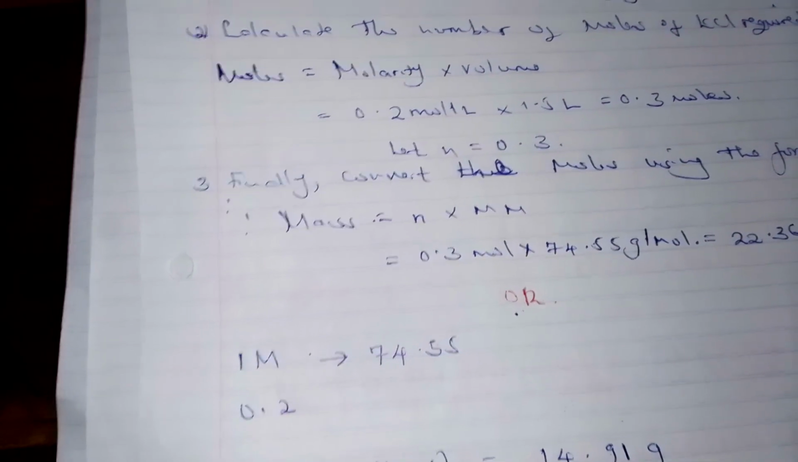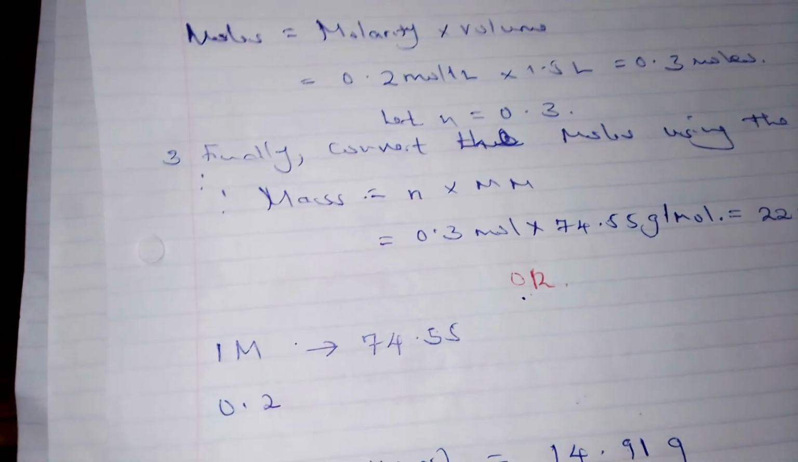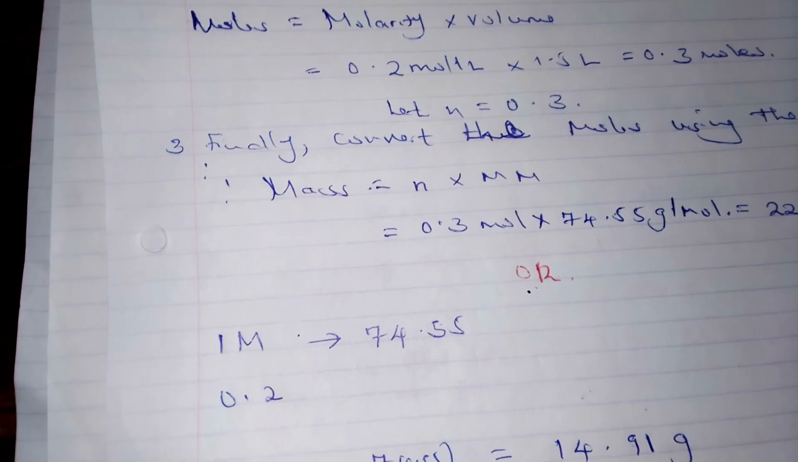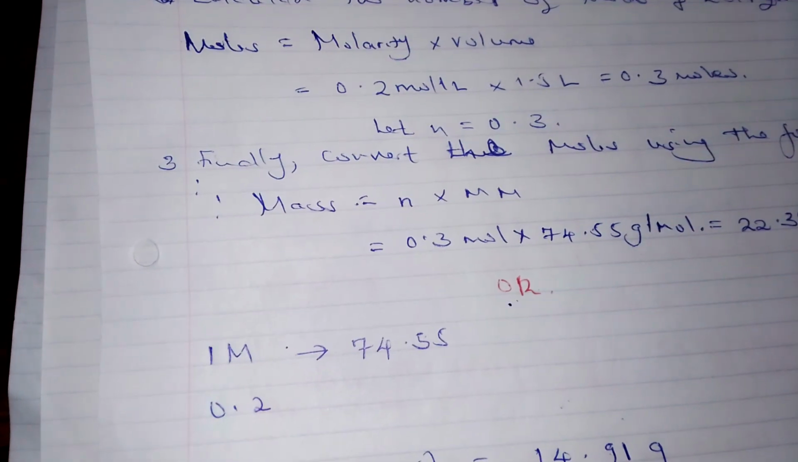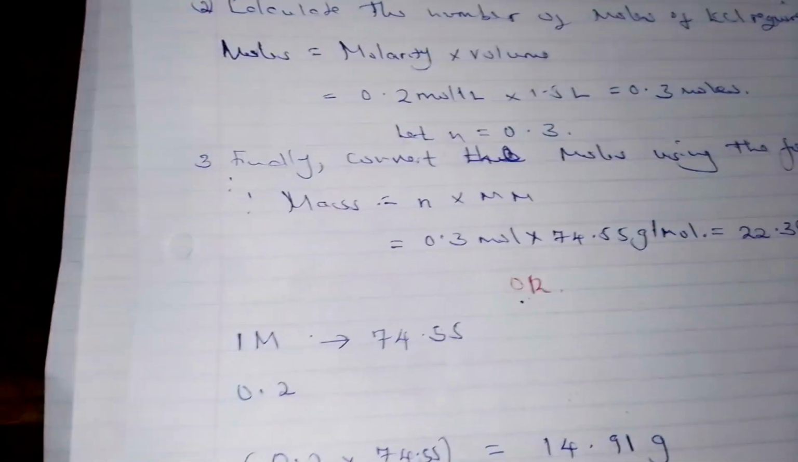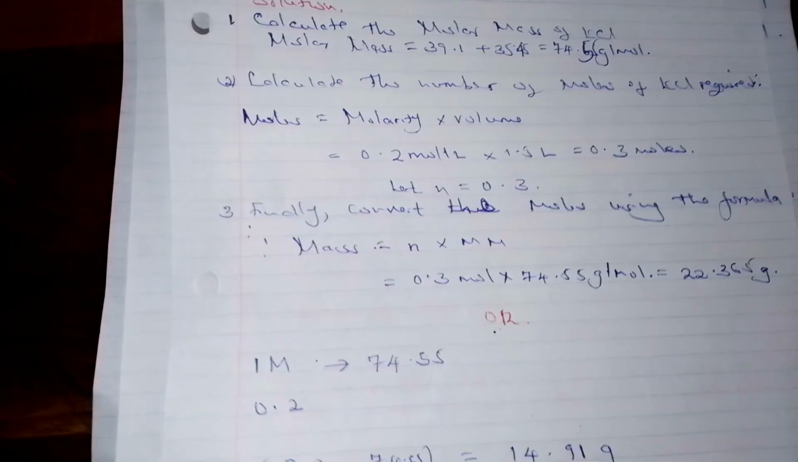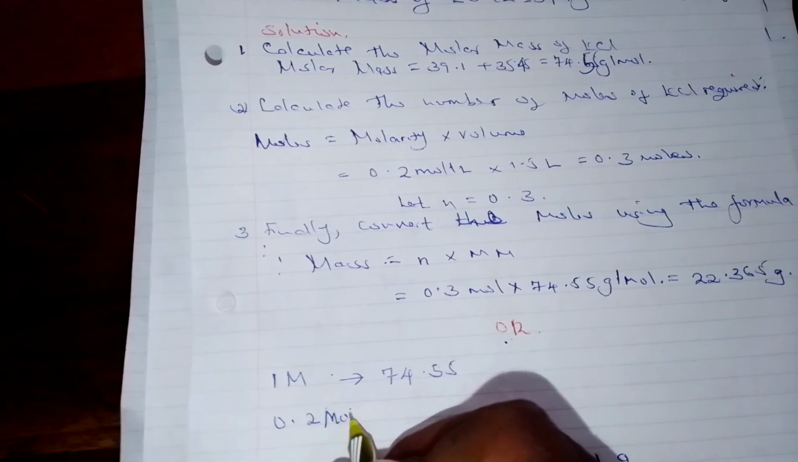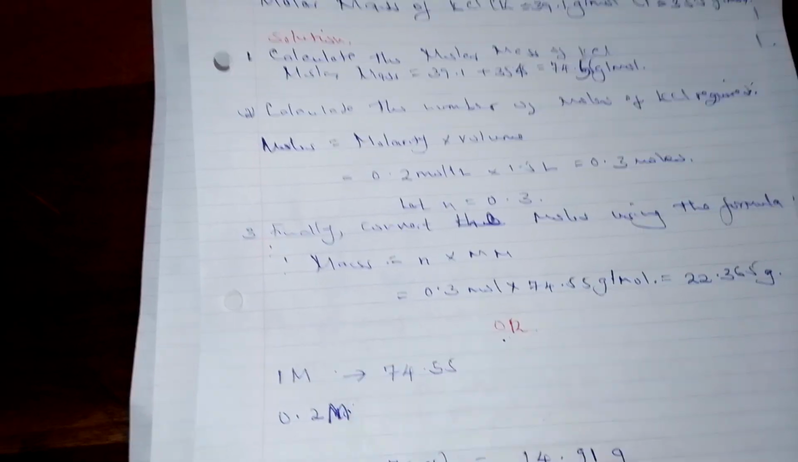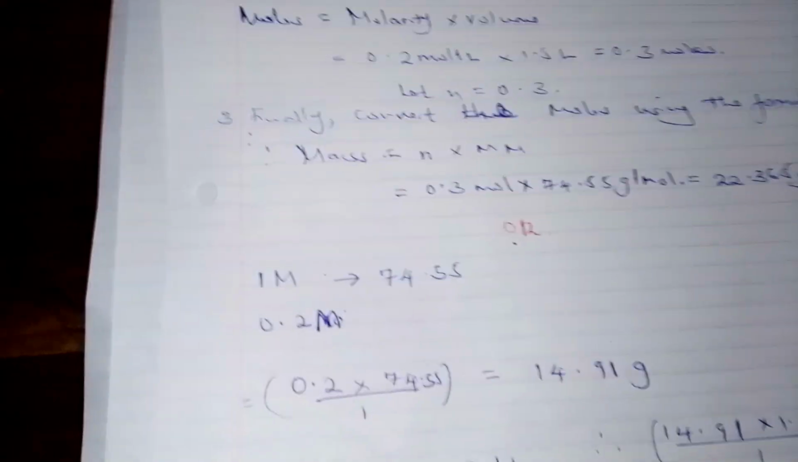Or you can just do it the other way around. You just ask yourself, one molar of potassium chloride, you are supposed to weigh how many grams? 74.55 grams. What about for 0.2 molar? Let me put it clearly so that you can see. This is supposed to be 0.2 molar, right? So you do it simply like this.